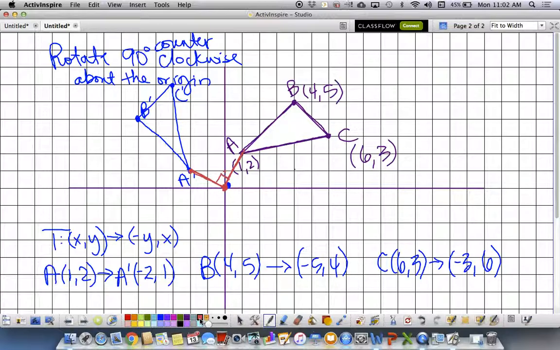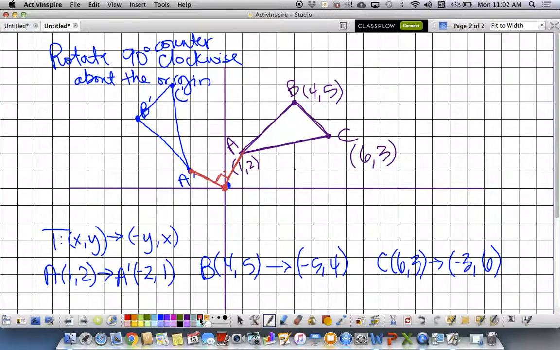So these two points should make a 90-degree angle. They're never going to ask us the distance between A prime and a negative. This is just logical why they are there. At 90 degrees, it will have to have a perpendicular slope.